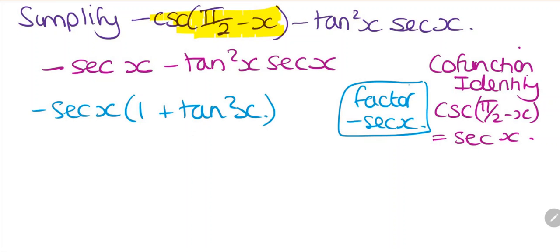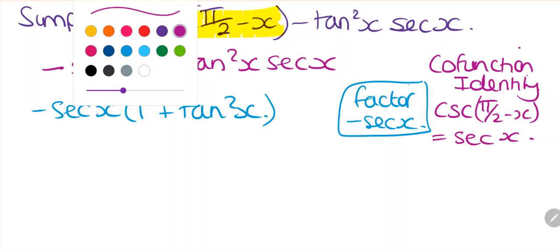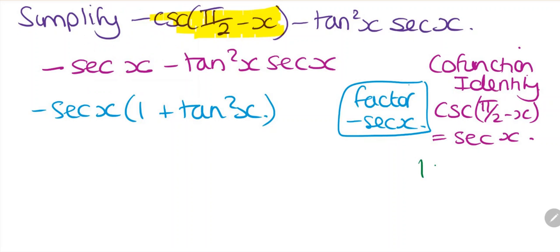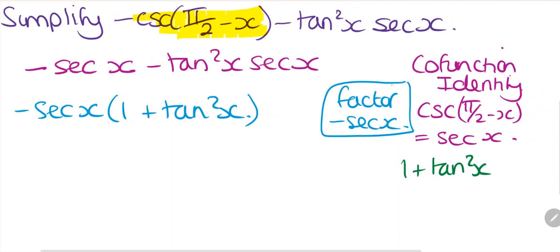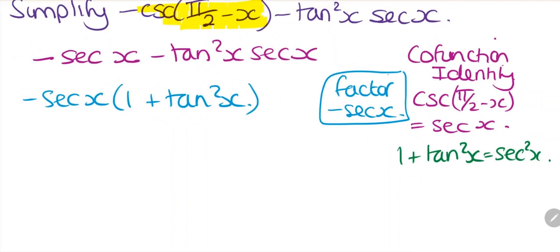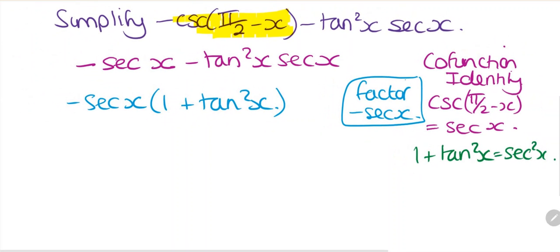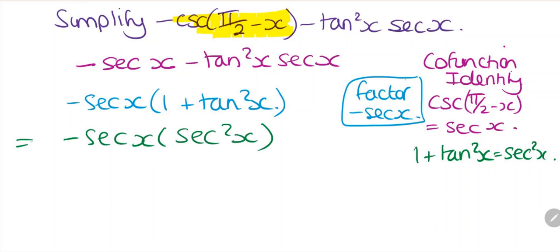So if we then look at our Pythagorean identities, 1 plus tan squared theta is equal to secant squared theta, or in this case x. So we're going to replace that. So secant x, and this is going to be secant squared x. If we multiply, this is going to be minus secant cubed x. And there's the final answer.